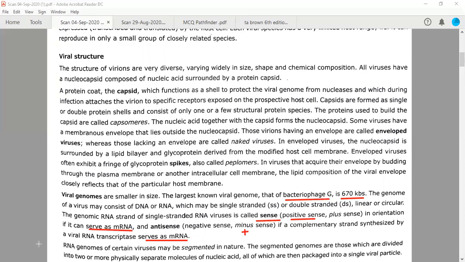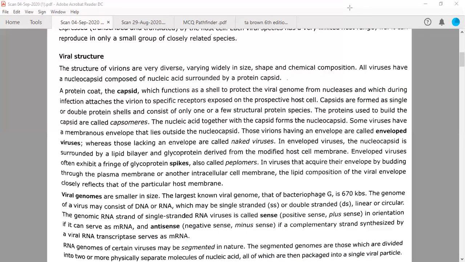I will tell you. The RNA genome of certain viruses can be segmented in nature. The segmented genome are those which are divided into two or more physically separate molecules of nucleic acid, all of which are then packaged into a single viral particle. Now you need to remember this line. This is very important, and this will help you to differentiate these two different types of viruses depending upon their fragmented nature of genome. If all these fragments are enclosed or packaged into a single viral particle, then this particular virus is called a segmented genome virus, for example, influenza A.